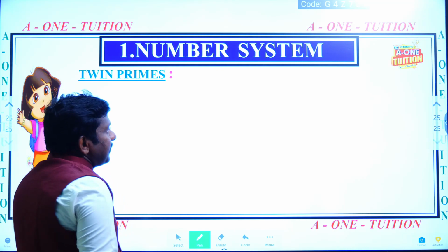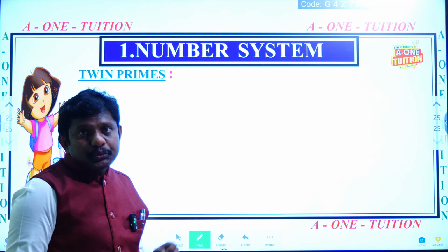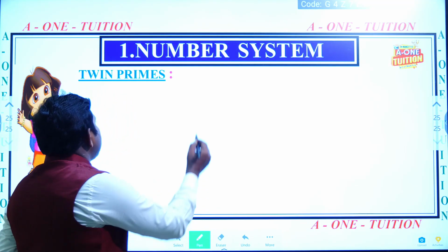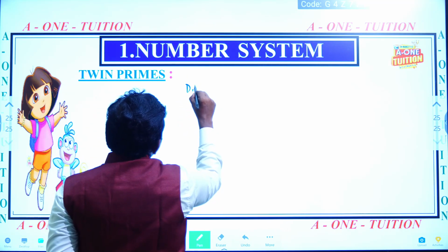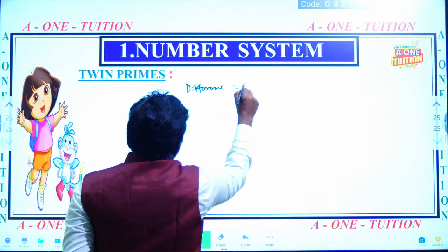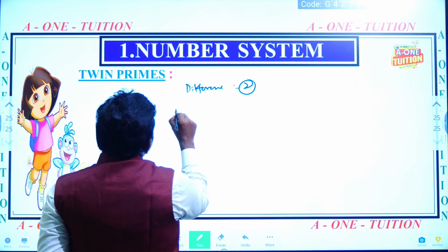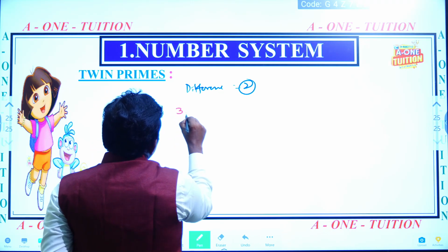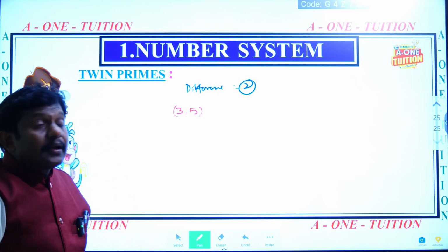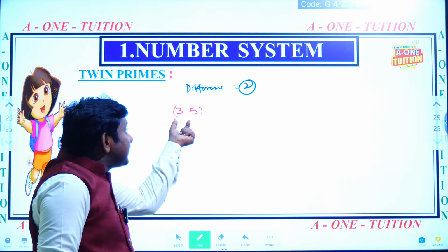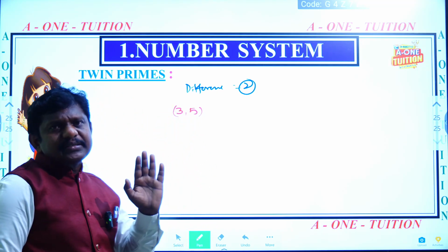Twin primes. The next topic is twin primes. If the difference of any two primes is 2, then those are twin primes. Let me take an example. The difference should be 2. Let me take 3 and 5. The pair I choose should be prime numbers.